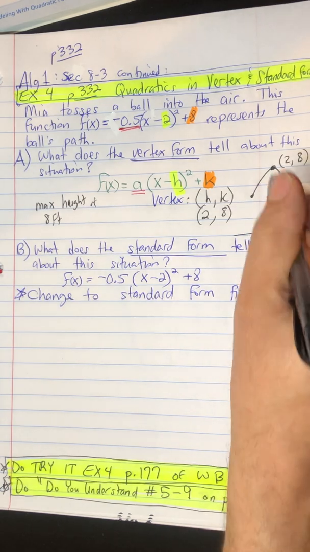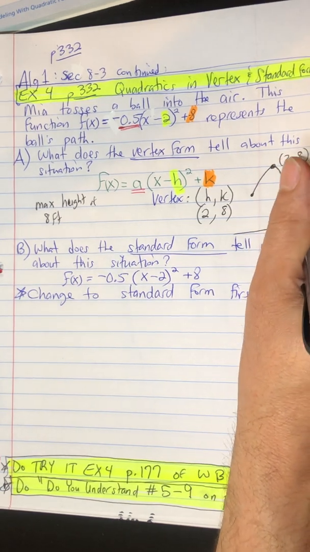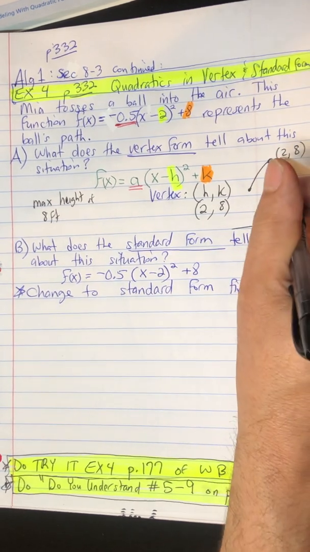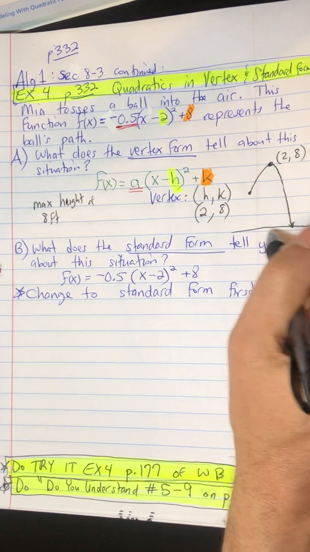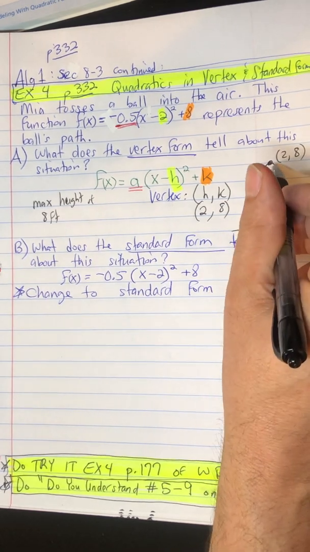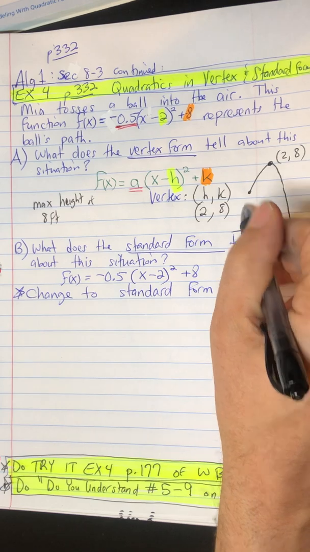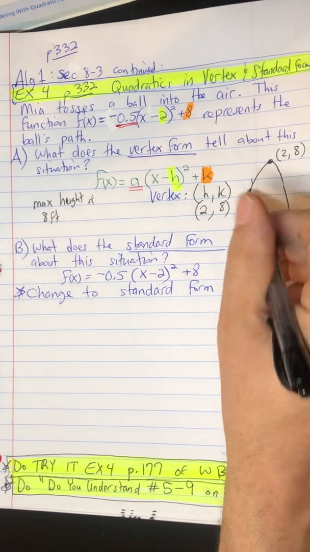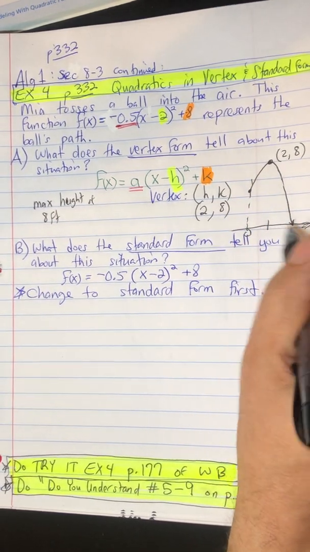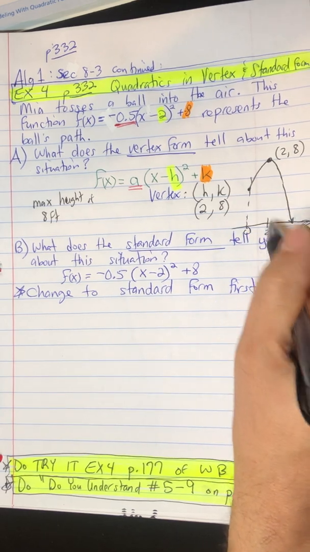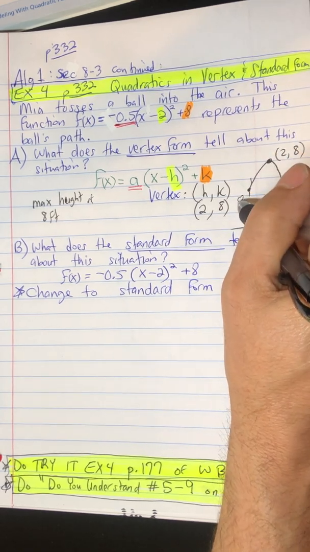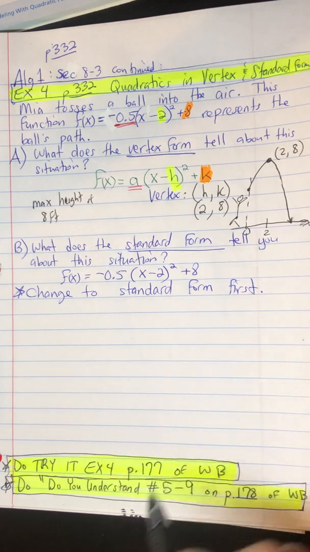That's the y-coordinate. This number tells you how high it is in the air. The y-coordinate is vertical. The x-coordinate tells you how far away it is from the person that threw it. So it's 2 feet away from Mia. Let's say this is 0. This is the x-axis. It's 2 feet away from 0, from Mia. Here's Mia right here. Again, I didn't want to draw it. You can see the drawing in the book.